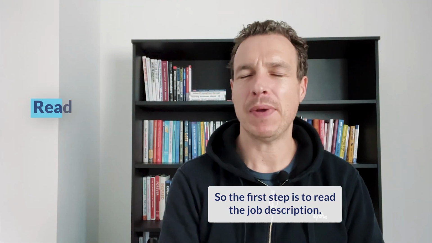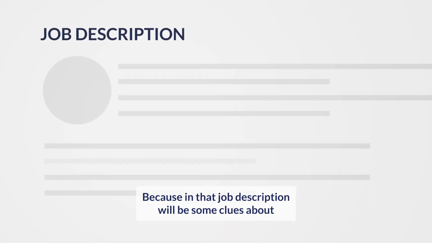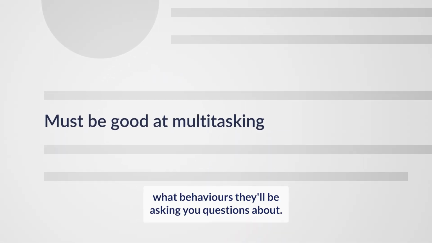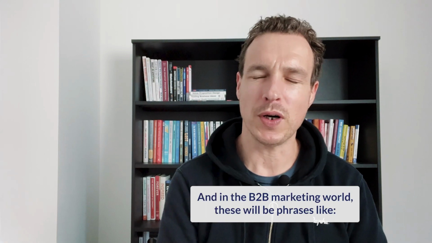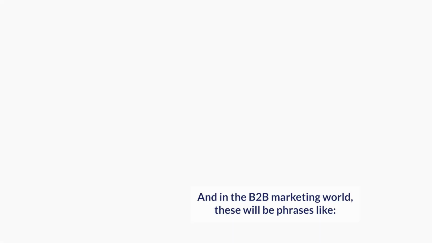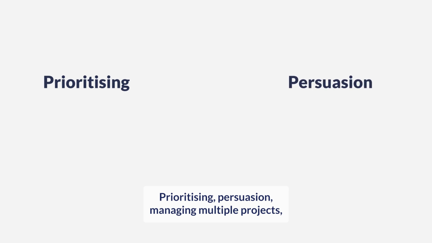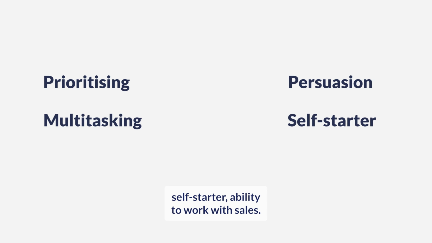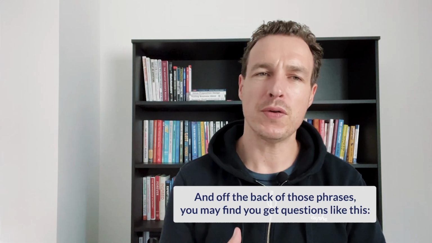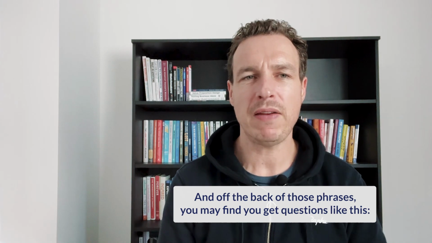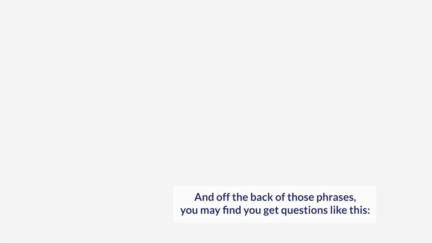So the first step is to read the job description, because in that job description will be some clues about what behaviours they'll be asking you questions about. And in the B2B marketing world, these will be phrases like prioritising, persuasion, managing multiple projects, self-starter, ability to work with sales. And off the back of those phrases, you may find you get questions like this.